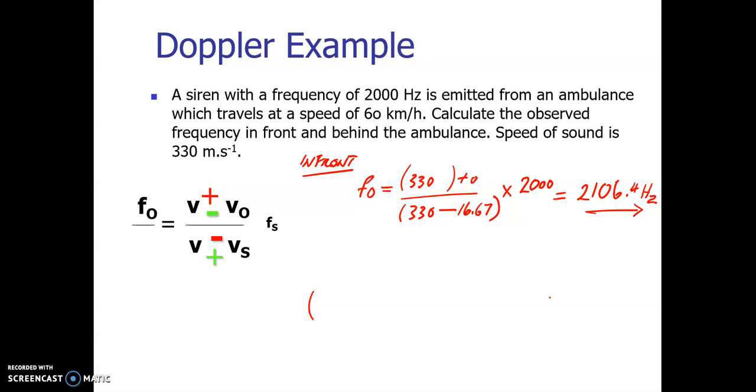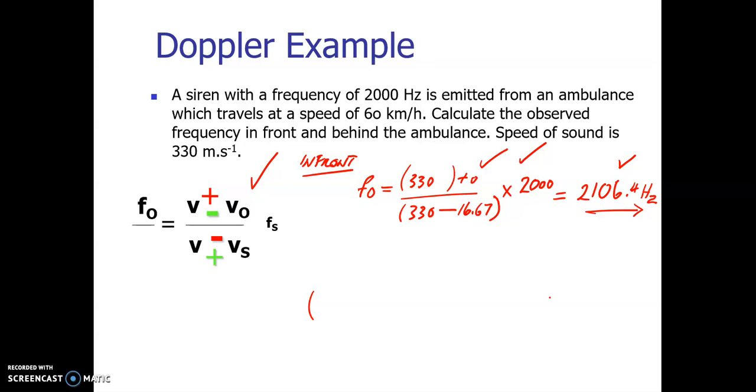I've been naughty there again as well. Is that what we expected? Yes, well, we expected the frequency in front of the ambulance to increase. The frequency was 2000, the frequency has now gone up to 2106, so that's what we expected. Behind, we expect the frequency to decrease.